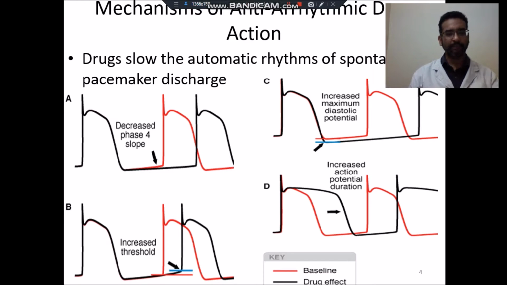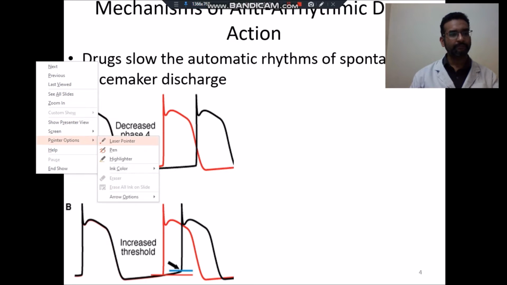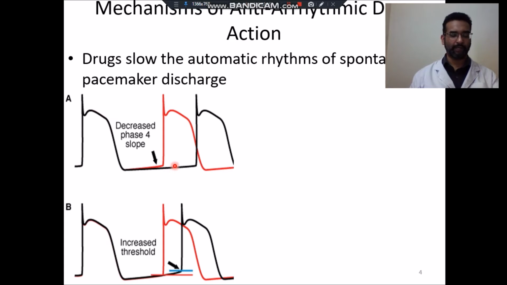As you can see in the red line, this phase 4 slope is going upwards, so it is permitting the entry of sodium. Sodium entry will occur, there will be excitation and there will be generation of action potential. So this excitation or the slope of the phase 4 will be suppressed by the antiarrhythmics. The slope will be flattened, and because of this, you see a flat line, and then the second action potential will be generated a little bit later. The first one comes here, but the second is coming here. So that is one mechanism.